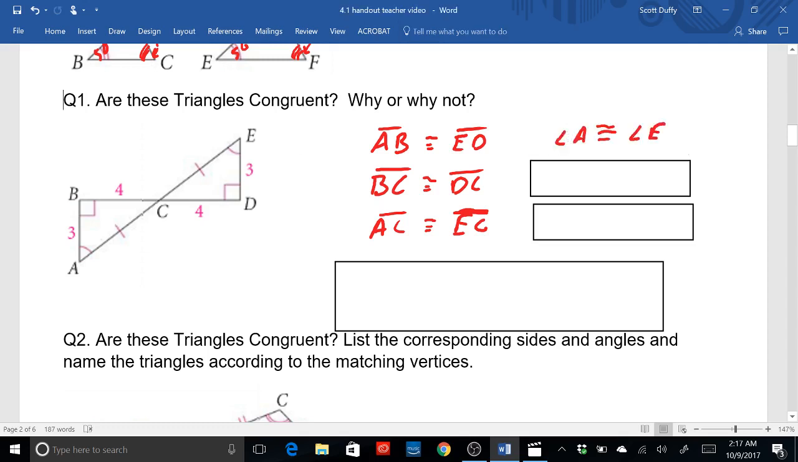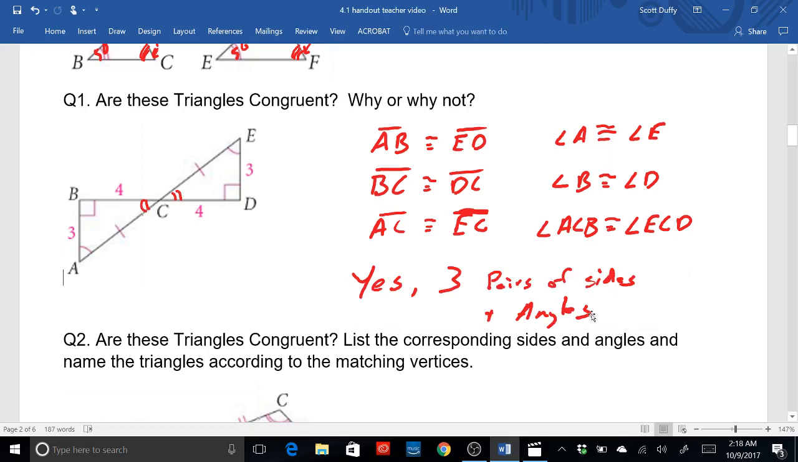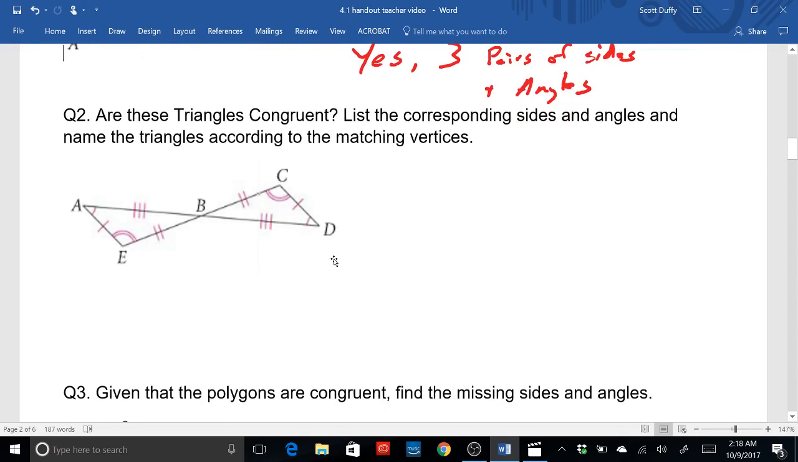Angle A is equal to angle E. They both have just an arc in them. Angle B is 90 degrees, and so is angle D. And then I know that angle ACB, this angle right there, is equal to angle ECD, this angle right there, because of the third angle theorem, or also because I know that these are vertical angles. Therefore, I have 3 pairs of sides and angles, and therefore they're congruent. Moving on to question number 2. I want you to do this one the exact same way on your own. Stop the video and ask Mr. Duffy if you need help.